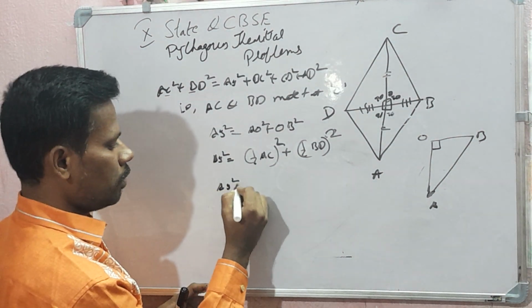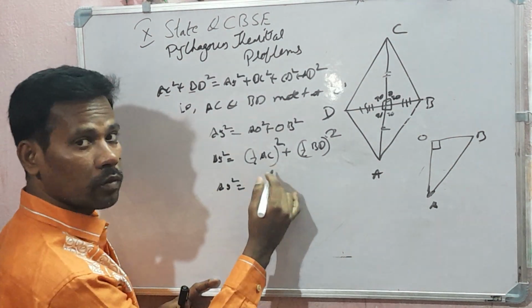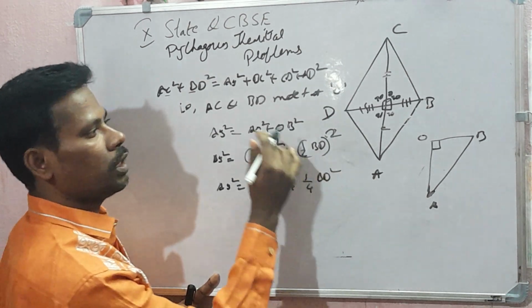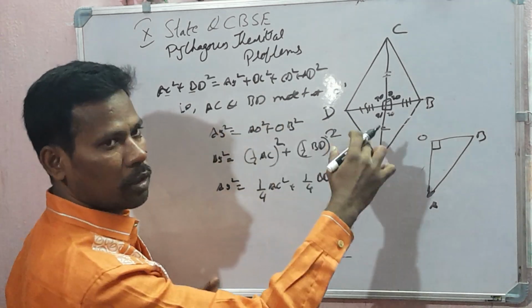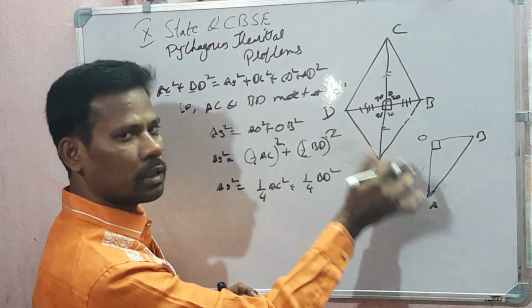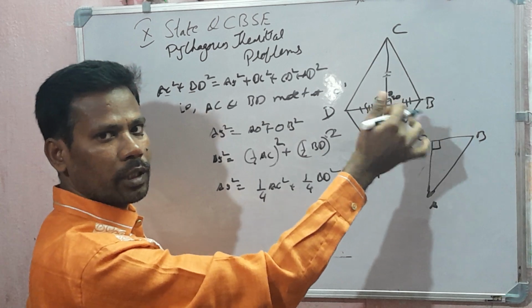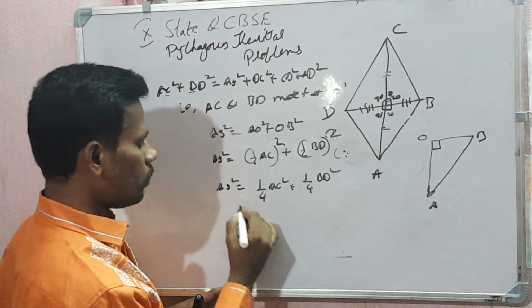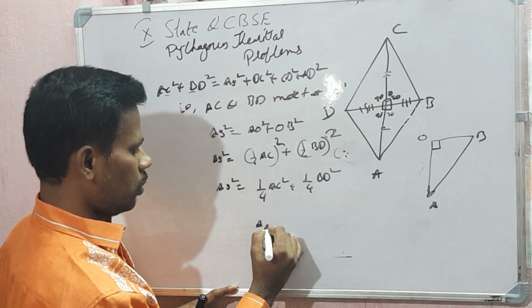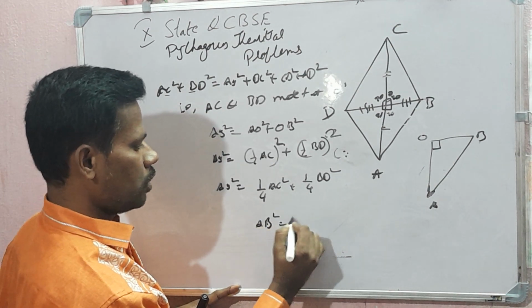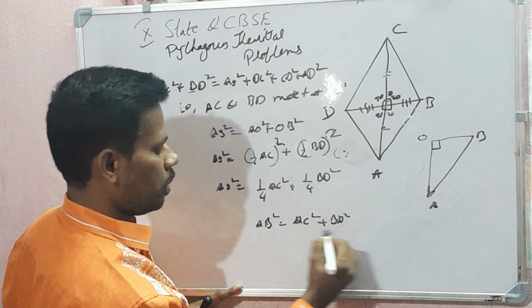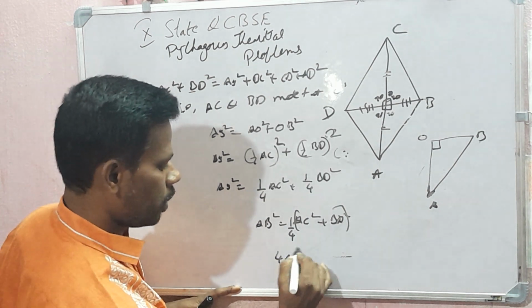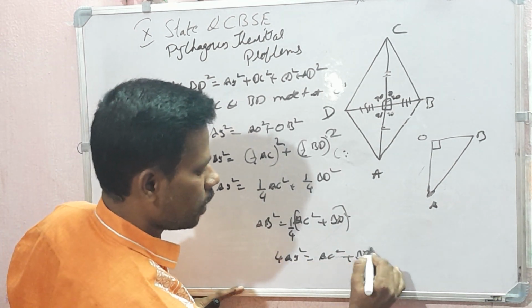So this is nothing but AB square is equal to 1/4 AC square plus 1/4 BD square. Please write down the steps by yourself. It is not possible for me to write each and everything. I am just explaining. In a rhombus, diagonals are perpendicular to each other and diagonals bisect each other. Since both denominators are the same, AB square is equal to (AC square plus BD square) by 4. You can take LCM. Next, 4AB square is equal to AC square plus BD square.